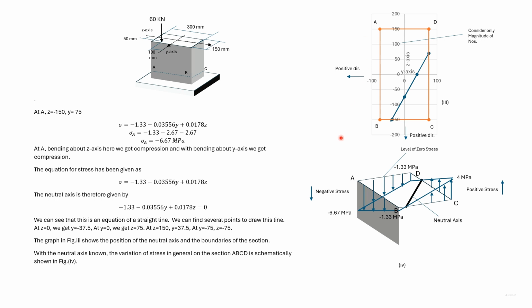The stress variation has been plotted in 3 dimensions. This flat surface, ABCD, is the surface of zero stress, and the neutral axis is on this surface. Positive stress is shown upwards and negative stress downwards.